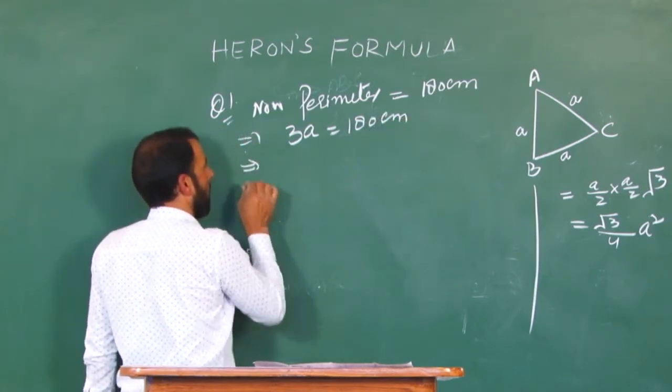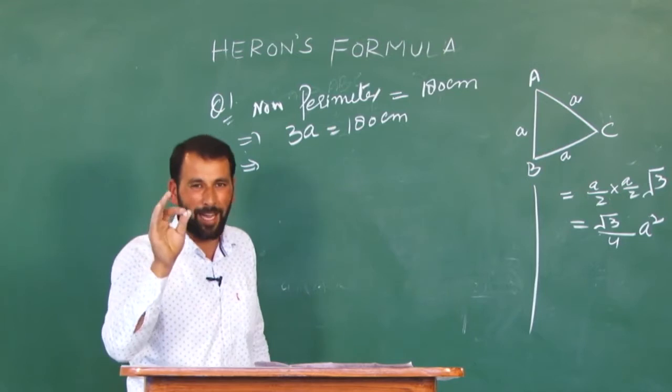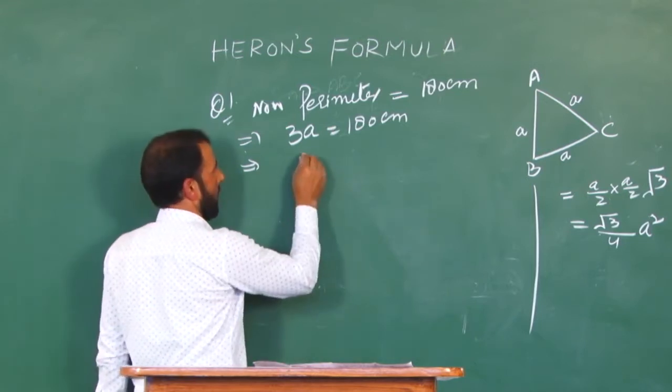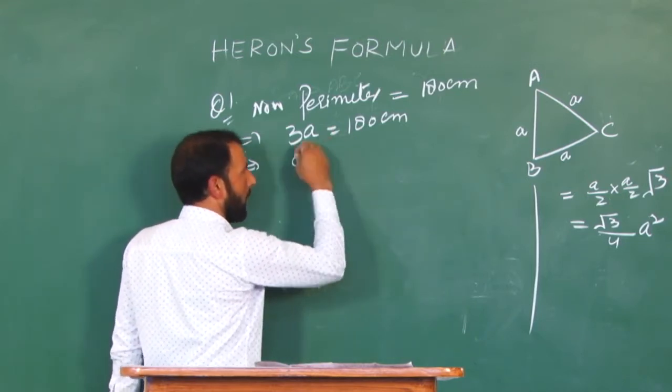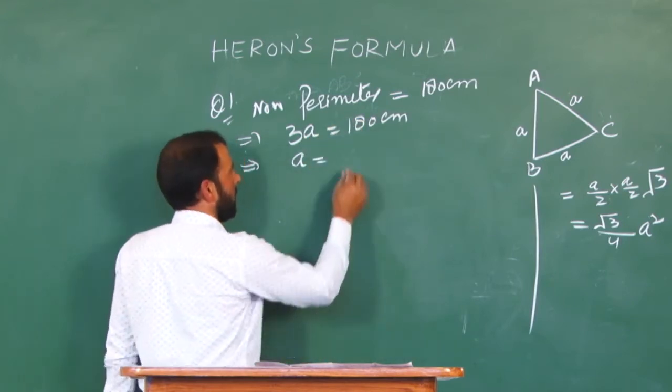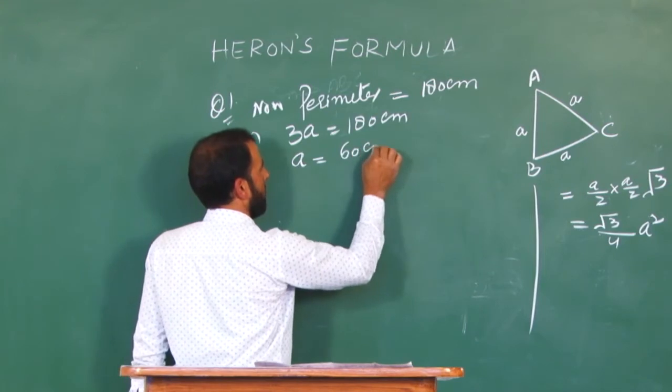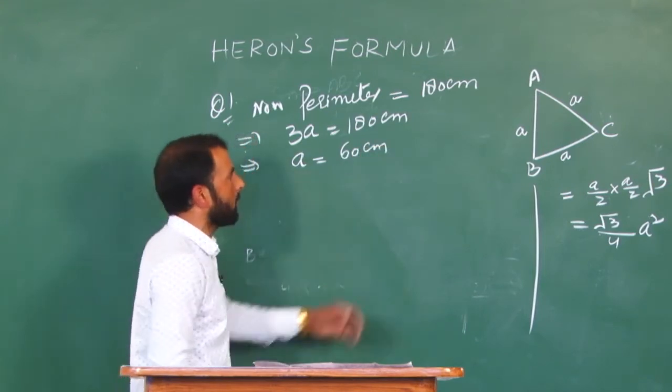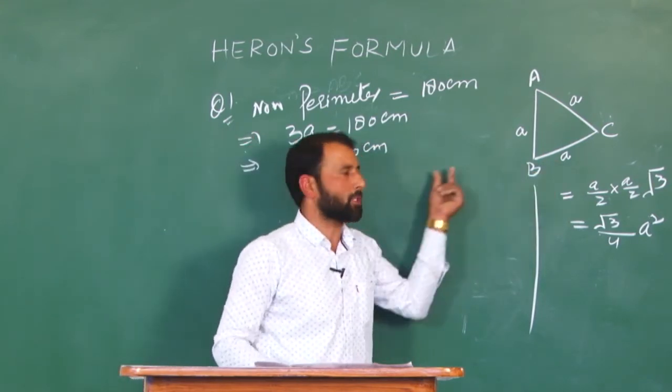That means first of all, we should find out the side of this equilateral triangle. That is a is equal to 180. We transpose 3 to the right hand side. So we get 180 divided by 3, that equals 60 centimeter. Now what is the side of this equilateral triangle? Clearly it is 60 centimeter.